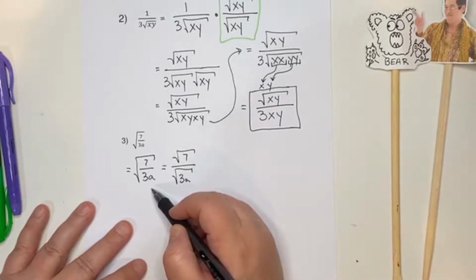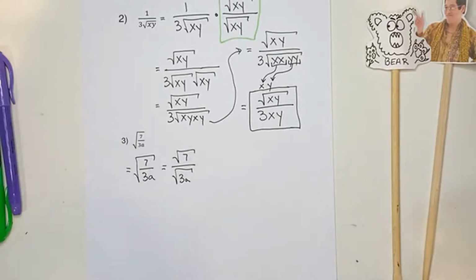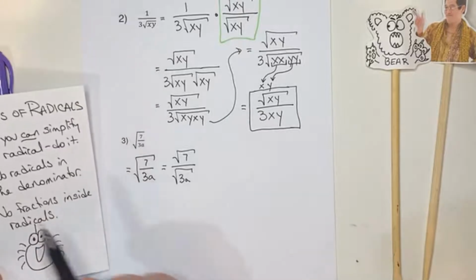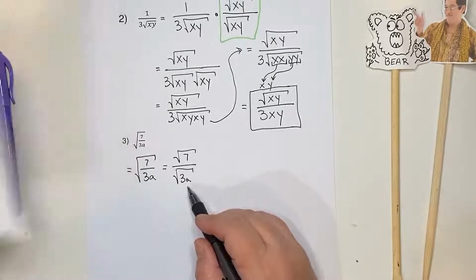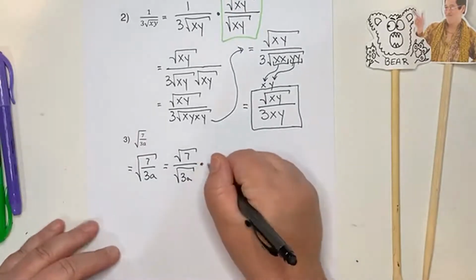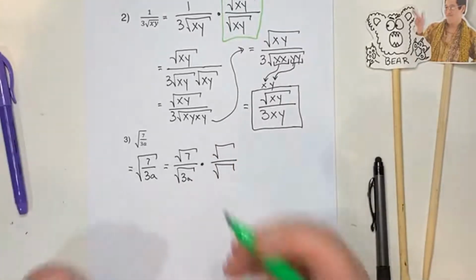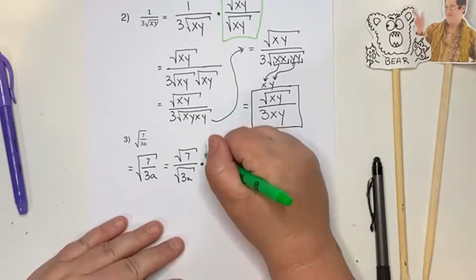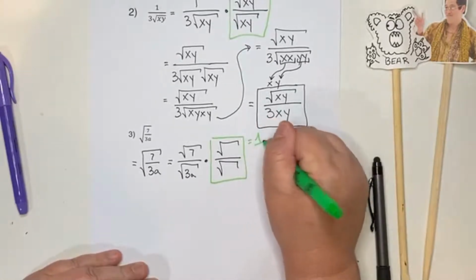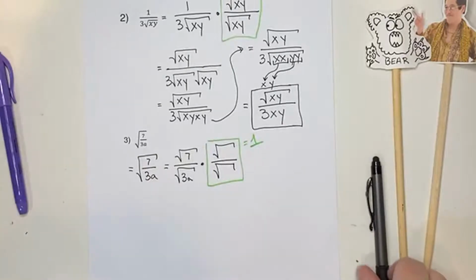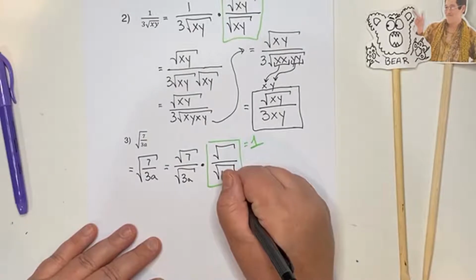And so what we're going to have to do is I will split it up, and then I have to remember, okay, where can radicals not be? It says no radicals in the denominator. So I want to fix this one. So I'm going to multiply by a radical on top and a radical on the bottom, and I'm going to remember that that has to equal 1. I want to multiply by something that will fix the 3a. So what will fix the 3a?